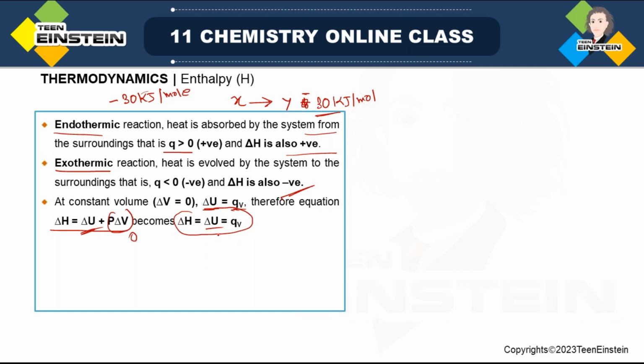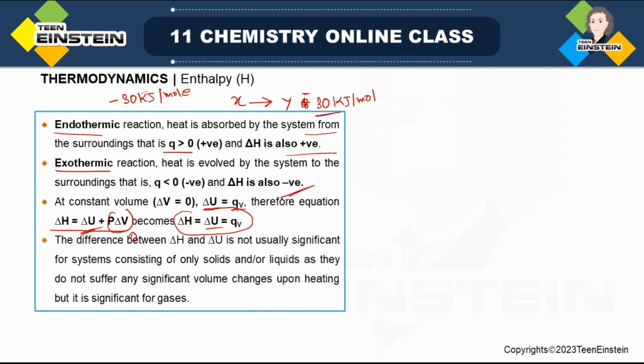And then del U is also the same, just like del H. Both are the same, and they are also equal to QV. But this is not true for constant pressure, only for constant volume. So if we want to understand the difference between these two state functions, it is not usually significant for those systems where solids and liquids are present as reactants or products. Because when it is solid and liquid, there is no such significant change in volume, right? But if you consider gas, there is significant change in volume.